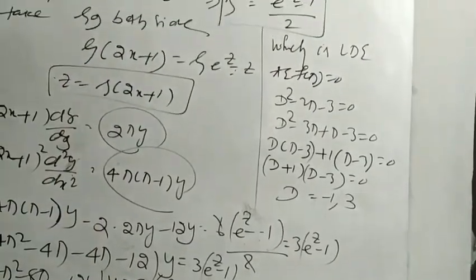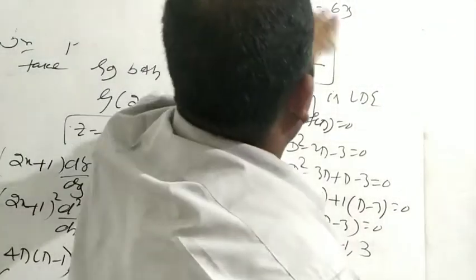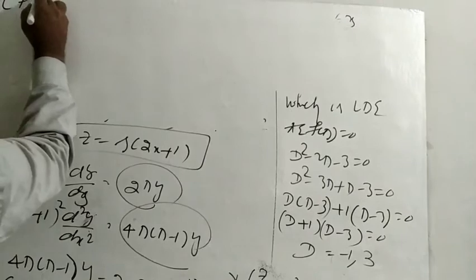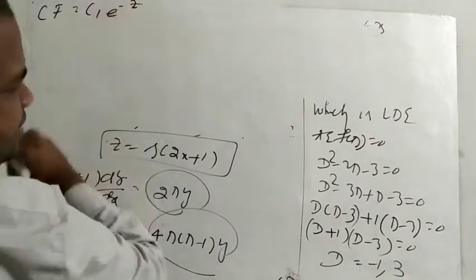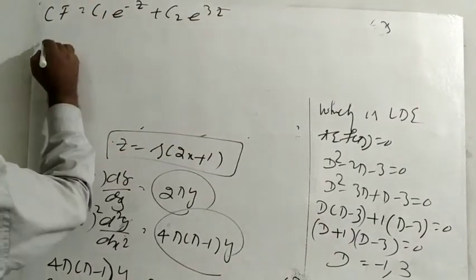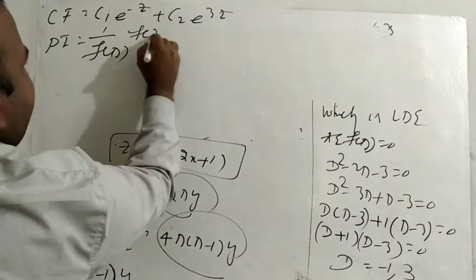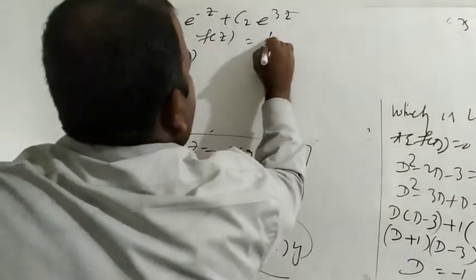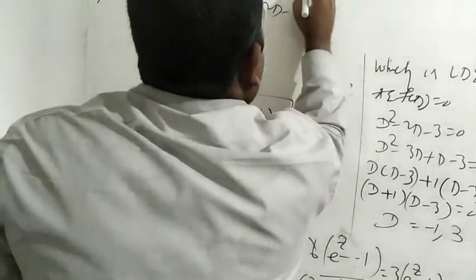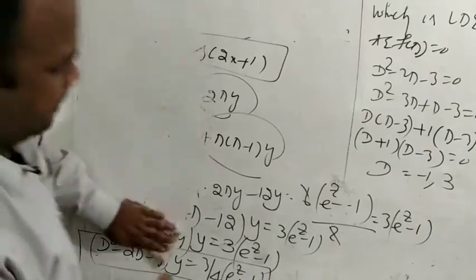So now, at last, this one you will put. So what is your CF? CF = C1 e^(-z) + C2 e^(3z). Then what is the PI? PI = 1/f(D) into f(z), here we have f(z). So this is 1/(D² - 2D - 3) into (3/4)(e^z - 1). Okay, so this one we will clean now.